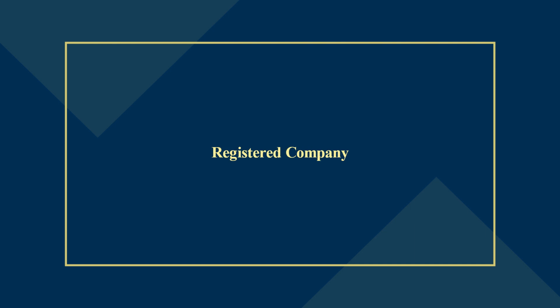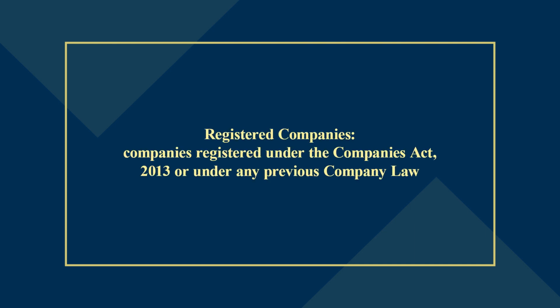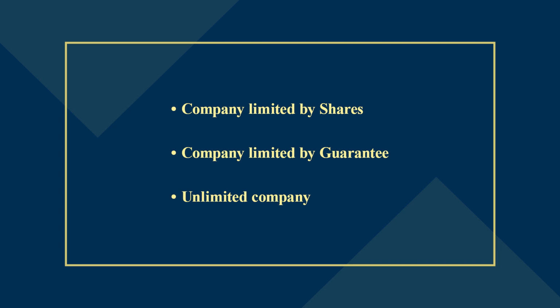Another company which comes under the mode of incorporation is the registered company. Companies registered under the Companies Act of 2013 or under the previous company law are called registered companies. Such companies come into existence when they are registered under the Companies Act and a certificate of incorporation is granted to it by the registrar. Registered companies can be further categorized into three categories based on the company's liability: company limited by shares, company limited by guarantee, and unlimited company.